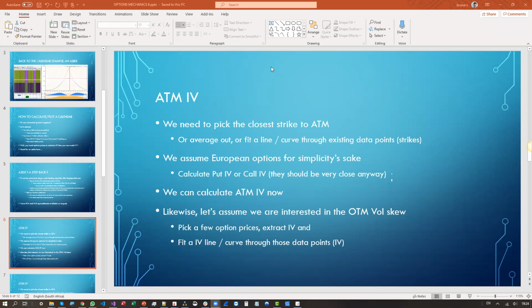That IV skew, I invite you to go back to the first sessions, will probably be a better approximation if you are trying to price long-dated options. Let's say 30 DTE or more, and even better if it's 60 DTE or 70 DTE. So I hope this is clear.